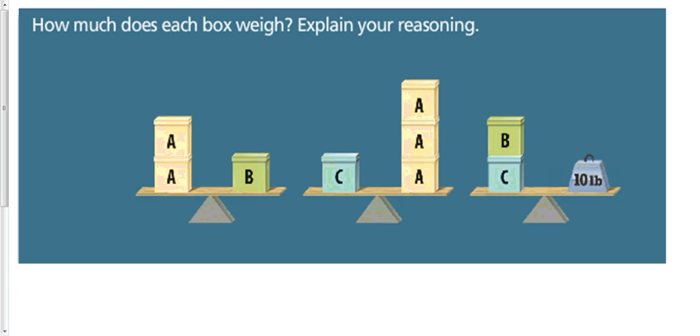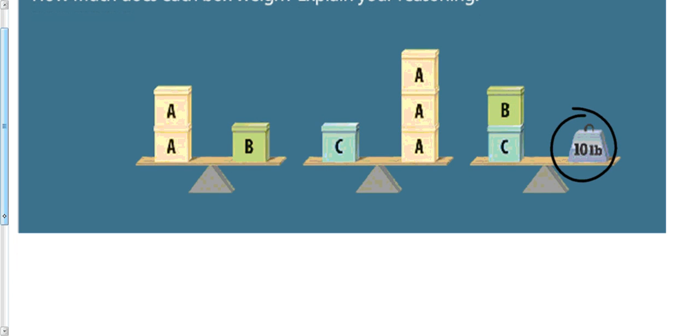So, how much does each box weigh? We have box A's, B's, and C's. Only one of them is labeled with an actual number. But we have B and C. So let's write a couple of equations. In my first little seesaw, we can see that 2A is going to be equal to B. In my second one, I can see that C is going to be equal to 3A.